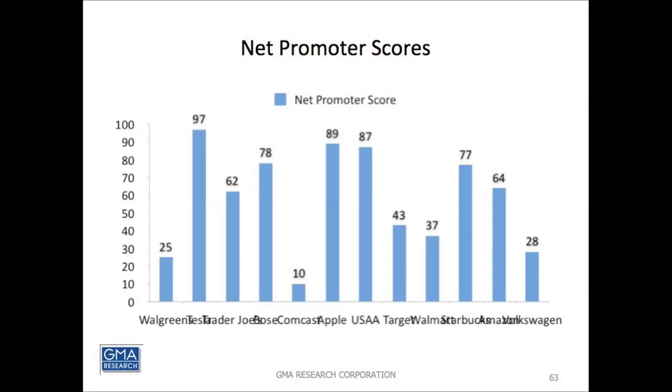Look at Tesla, 97%. That's like unbelievable. But if you talk to people who own Teslas, you'll understand. USAA is a credit union. It's a bank credit union. It is the poster child for the banking industry because they are almost perfect. Starbucks, 77%, which is very good.